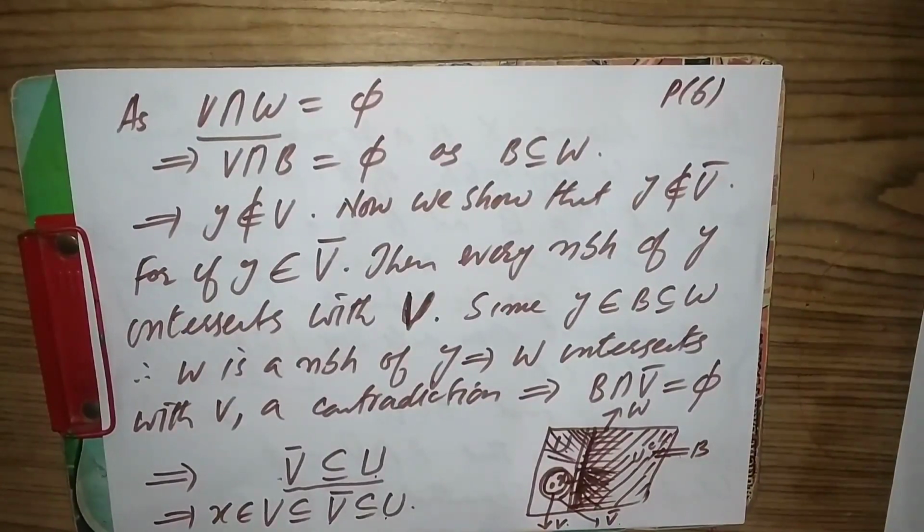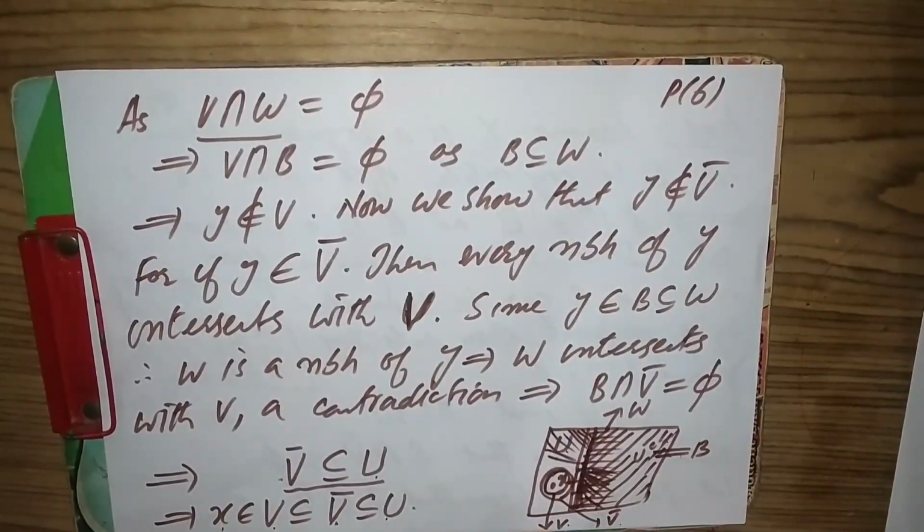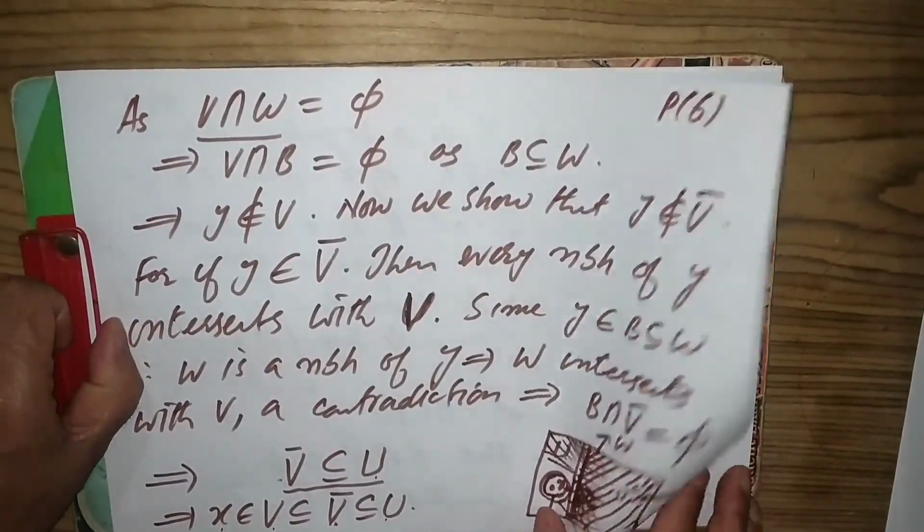So that means X belongs to V, V is a subset of V closure and a subset of U. So this proves the one way. Now we prove its converse part.